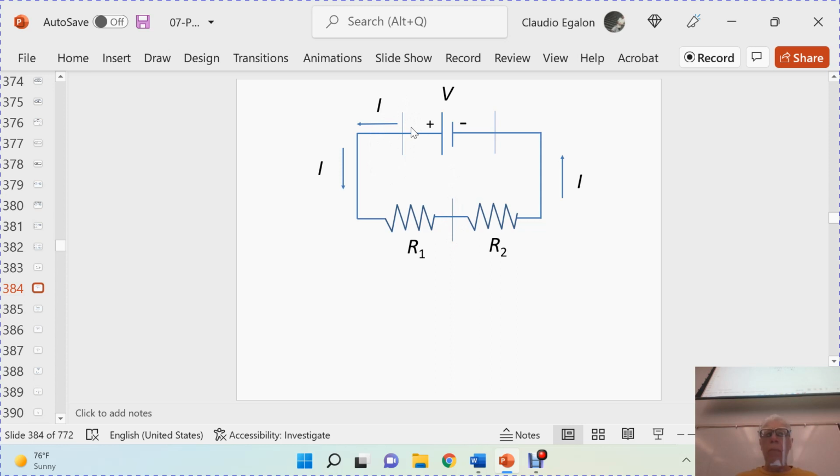Okay. So what do we have? We have this important result that the current is going to be the same in a single branch of a circuit. So if you connect two resistors in series, they both are going to carry the same amount of current. Make sense? Okay?